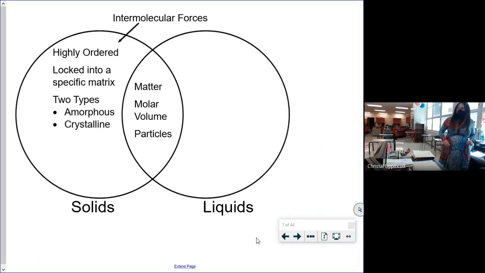The 12.3 solid liquid notes. Yeah, do you see a Venn diagram that looks like this? I'm trying to make sure it was the right one.